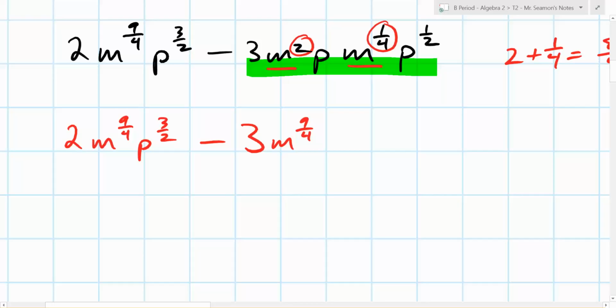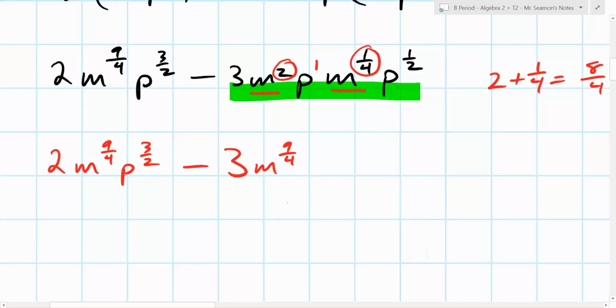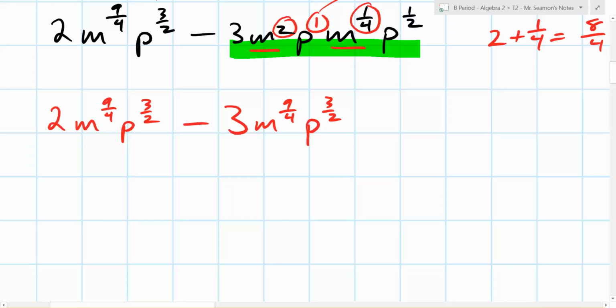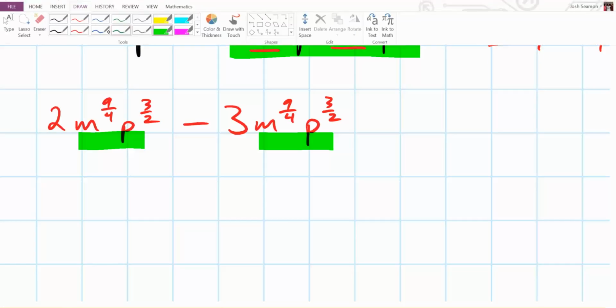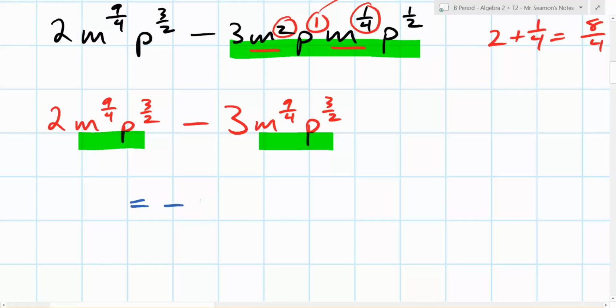Hey, is that a good thing? And then you have p to the first, right? That's what the invisible power is. What's 1/2? So that's going to be p to the what power? 3 over 2. Exactly. Hey, do we now have the exact same thing? m to the 9/4 and p to the 3/2. You have 2 of them and you're subtracting 3 of them. So what is this going to equal? Negative 1 of m to the 9/4 p to the 3/2.